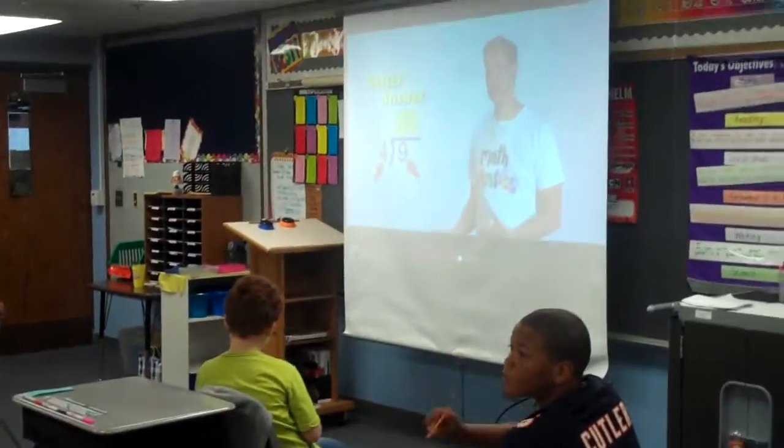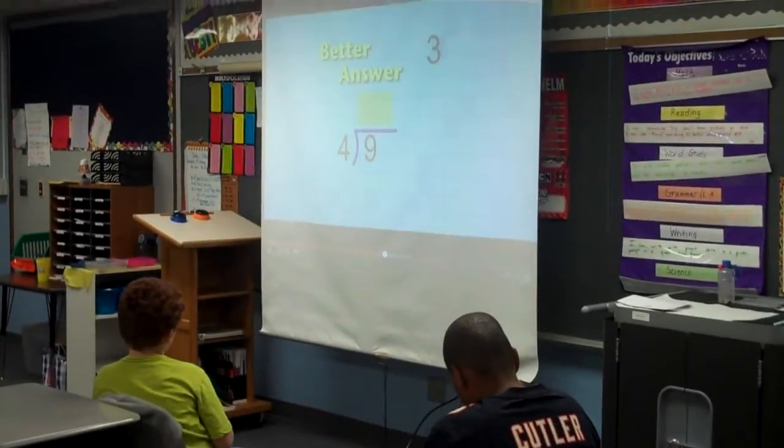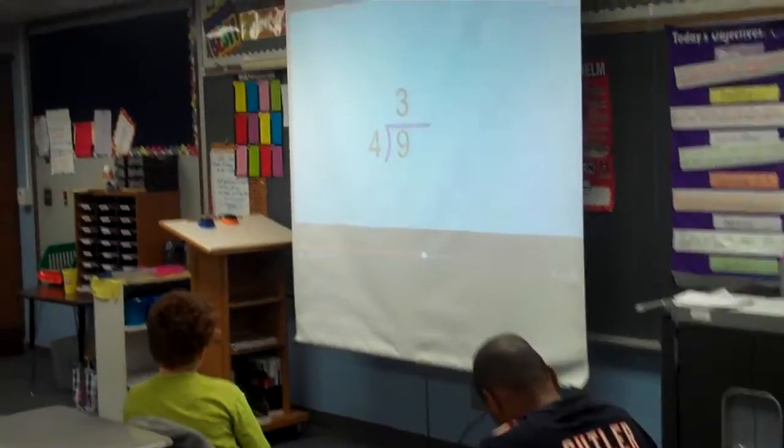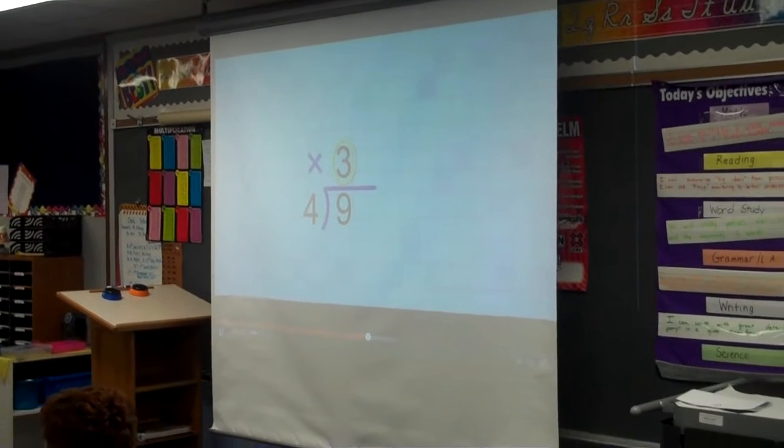Okay, I guess I better come up with a better answer to the question, how many 4s will it take to make 9, or almost 9? This time, I think I'll pick 3. So I put a 3 in the answer space, and then I follow the next step of the procedure like I did before. What is the next step? I multiply the answer I gave by the number of groups.